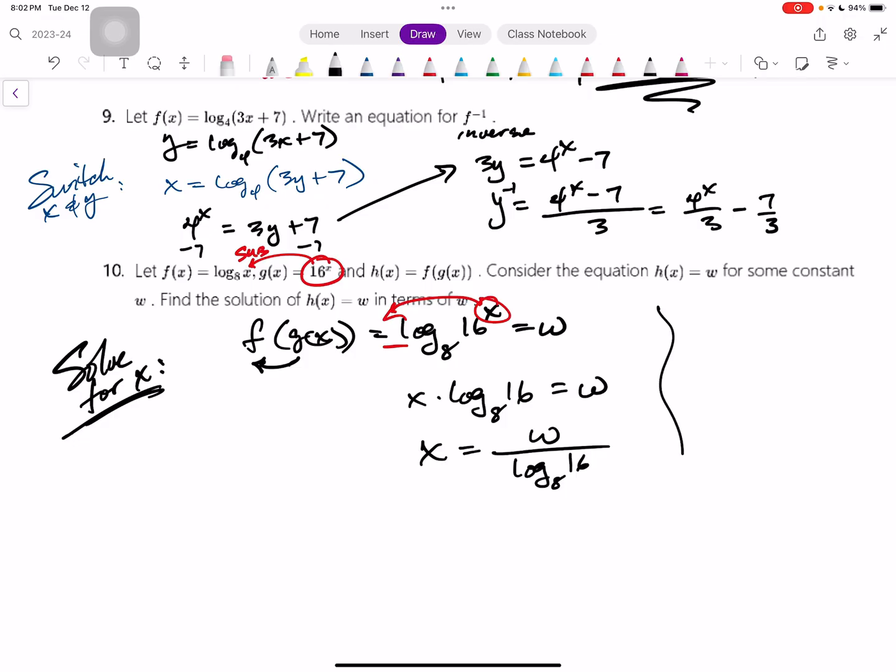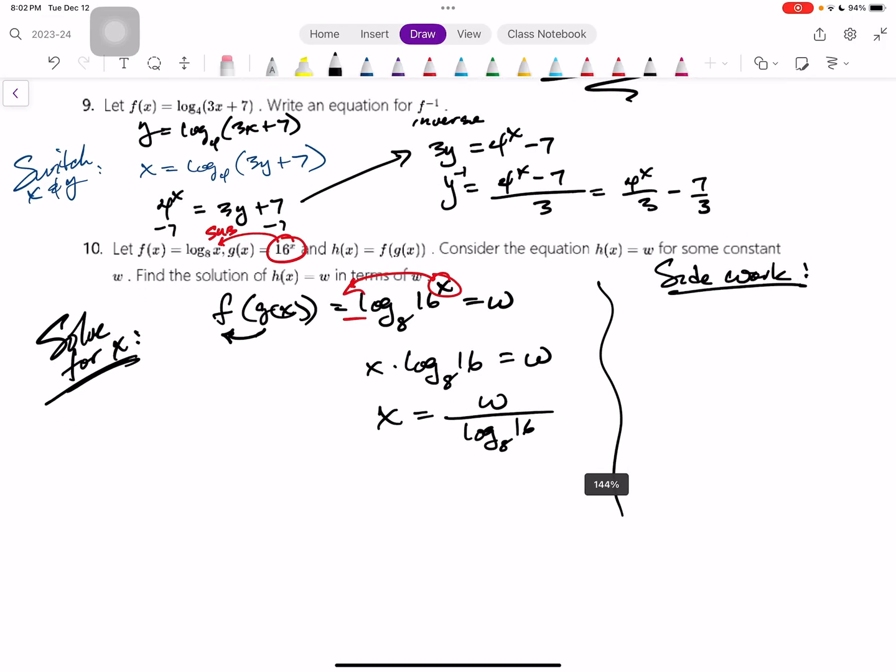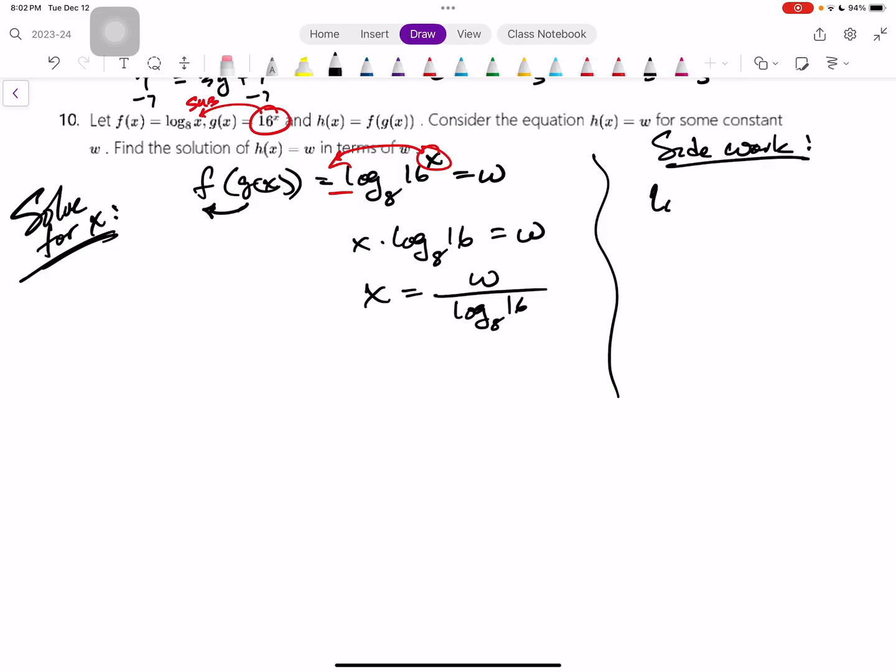So I'm going to do a little side work over here. I need to know what log base 8 of 16 is. So log base 8 of 16 is some unknown quantity. I'm going to call it question mark. Okay, so 8 to some power has got to be 16. You know what? Let's call it Z, just for funsies. So 8 to the power Z equals 16. Got to solve for Z. And then, because I need to know what this number is, it's a number. I just got to figure out what it is.